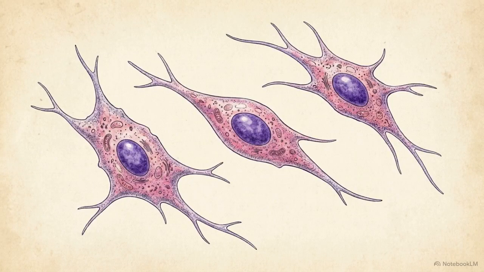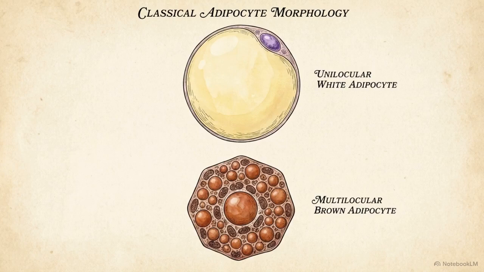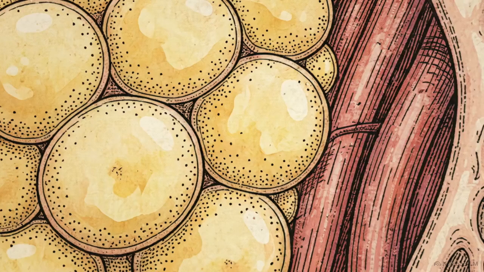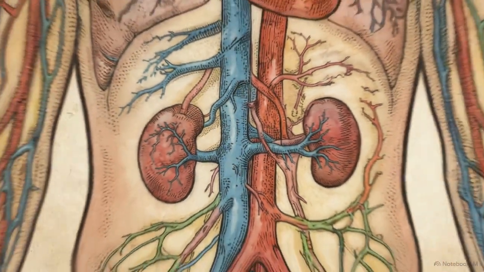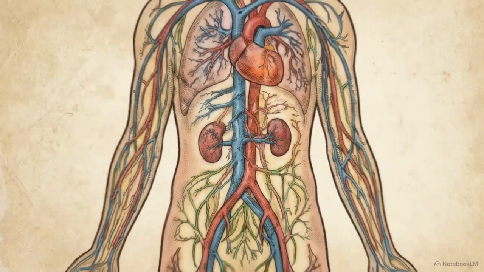We have followed the adipocyte from its mesenchymal origins to its final form as either a storage vault or a thermogenic furnace. Mastering these fundamental histological blocks clearly demonstrates that adipose tissue is actually the central coordinator of human metabolic homeostasis.